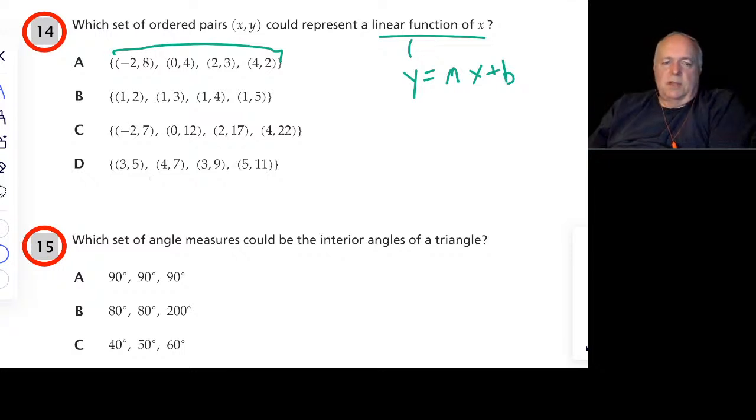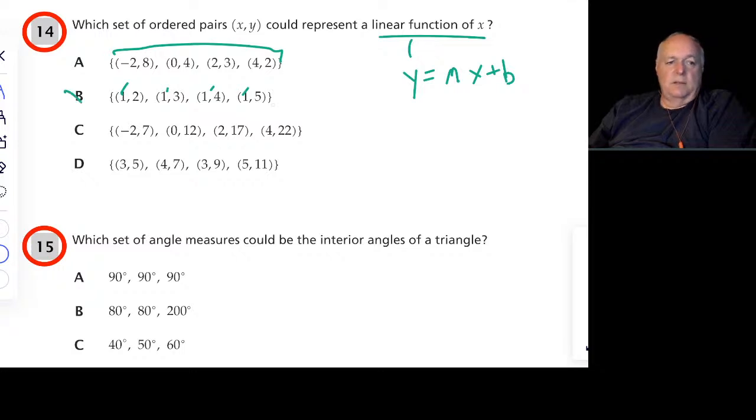So there's certain things about a line that have to be true. And we talked about this and other things. A function cannot have 2 outputs for the same input. So B has that problem. For the same input x, which is 1, it has 2, 3, 4, and 5. That's not how a line works either. So for that reason, B would be no good.